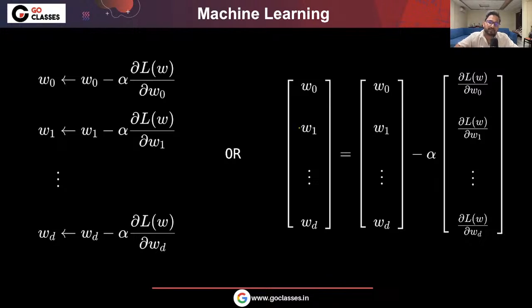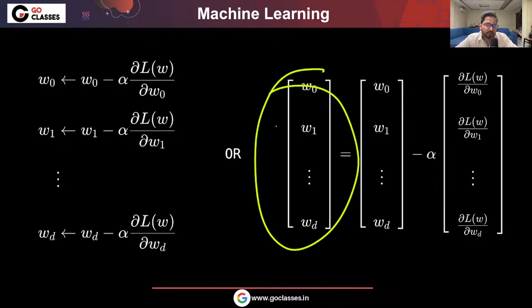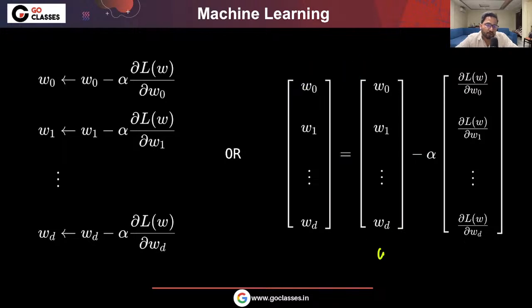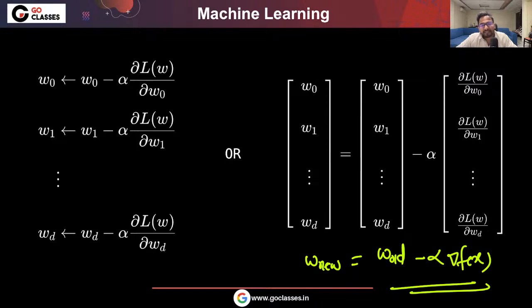So this is the new vector, and this is the old vector. You can say this is w old, this is w new, and w new will be w old minus alpha into grad f x. We will see an example, don't worry, and then you will understand this very clearly.